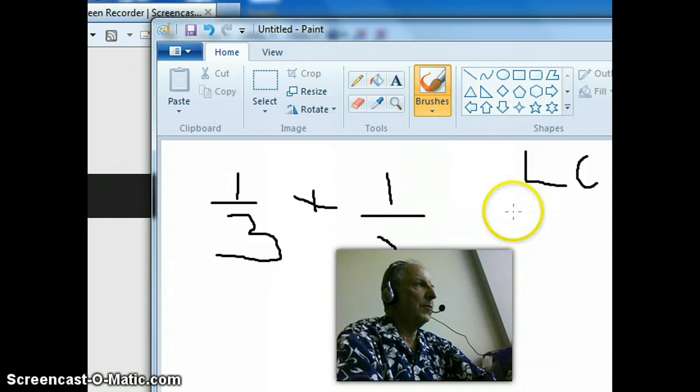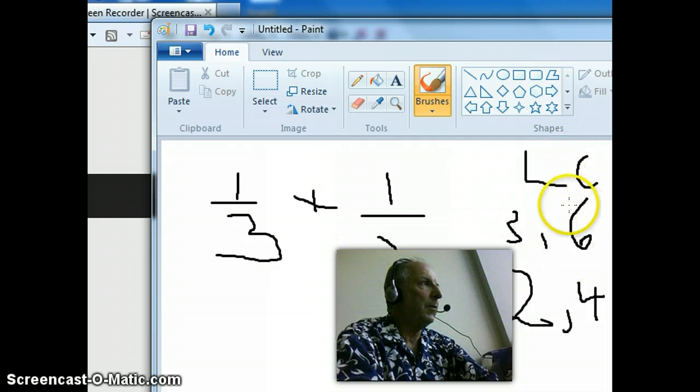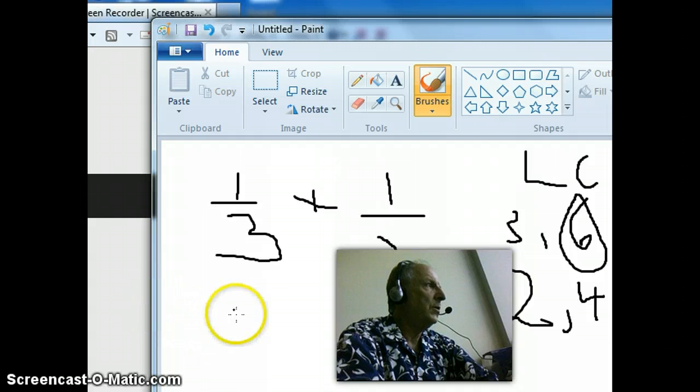So I'll start with the first multiples of 3: 3, 6, and 9. And then the first few multiples of 2: 2, 4, and 6. And we find the first matching number in both of these lists. Notice the first matching number is the number 6. So 6 becomes the denominator that we want in the fractions in order to be able to add them together.